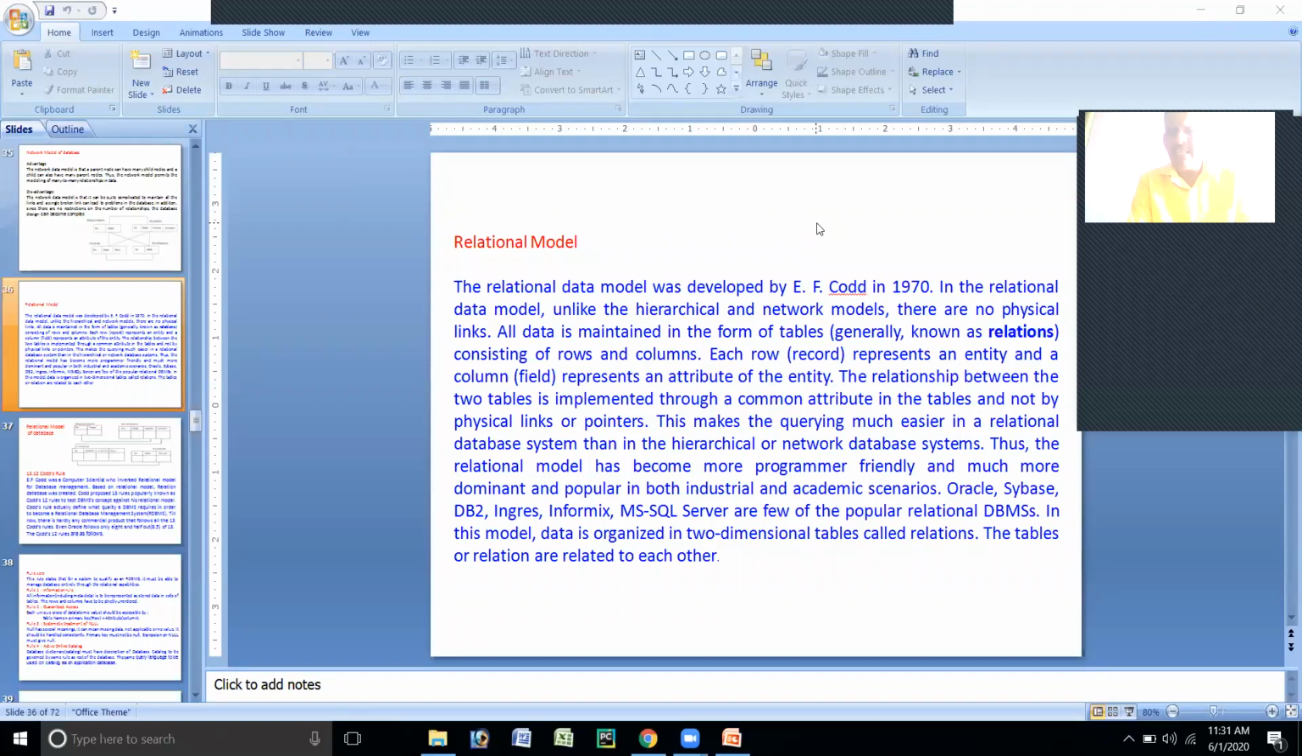Second one is you can easily link two tables without any physical links or pointers. By using one common attribute or one common field in the table, you can generate the needed information. That's why the programmers are diverting towards relational models.